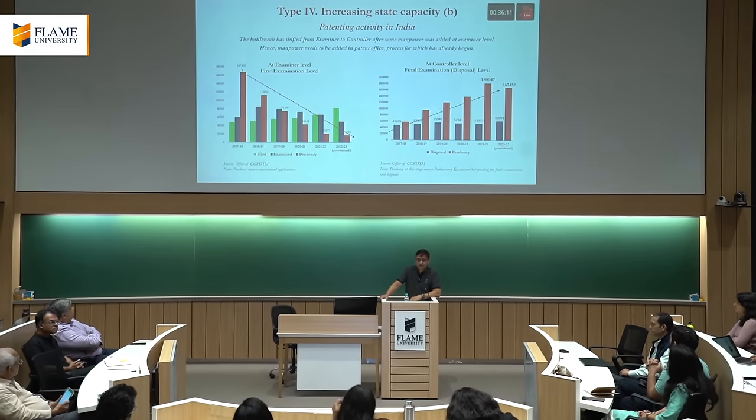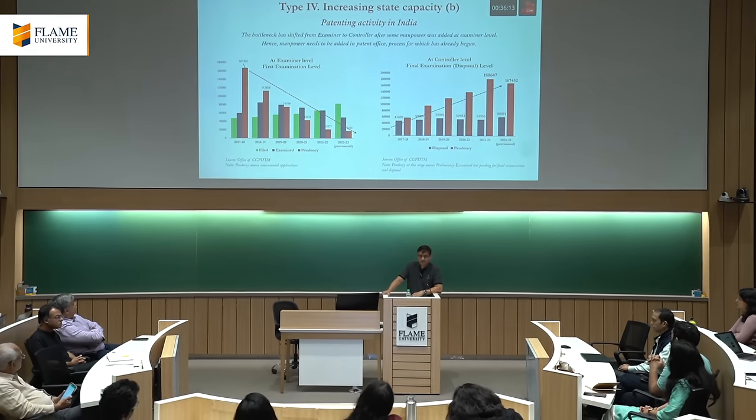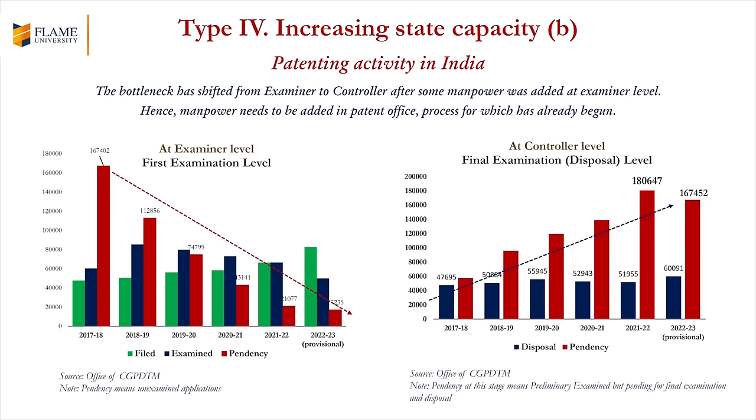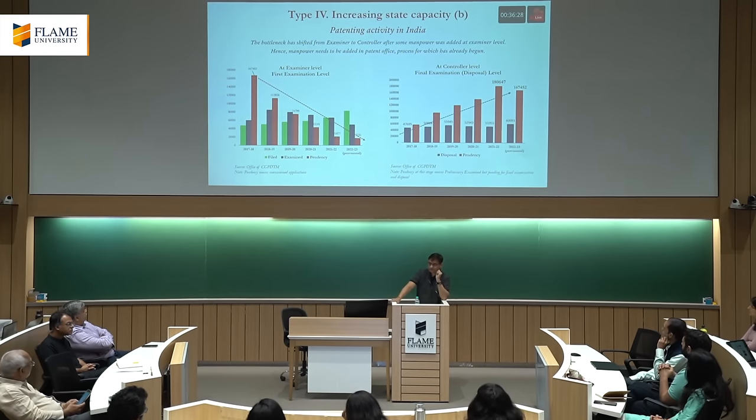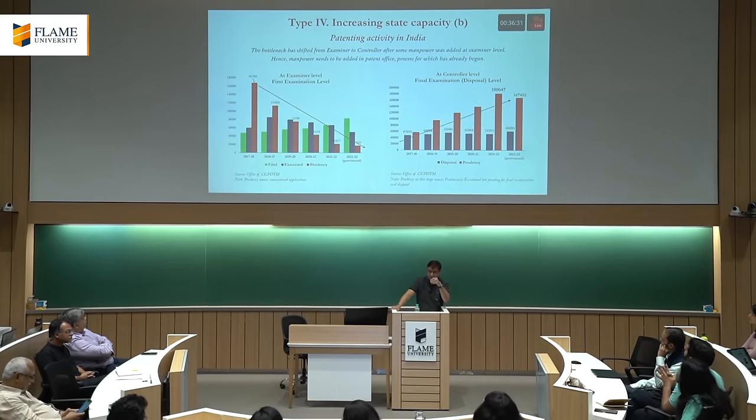has dramatically gone down in the last 5-6 years. Dramatically lower. So the examiner level guys are pushing it up. But because we don't have enough people to do the proper controller level examination, all that we achieved is that it piled up at the controller level. Now in the last 1 year, we have begun to speed that up as well.